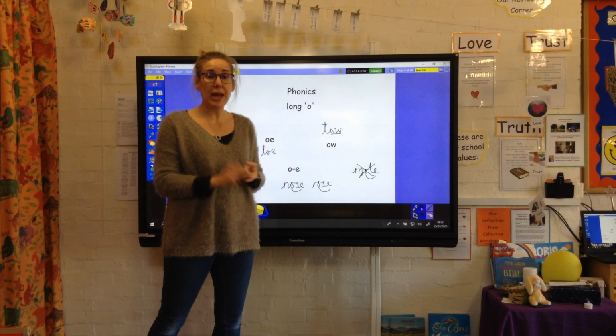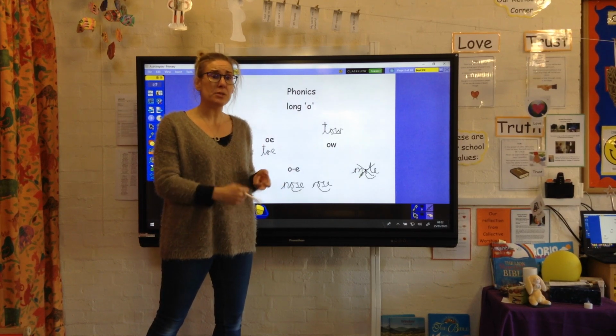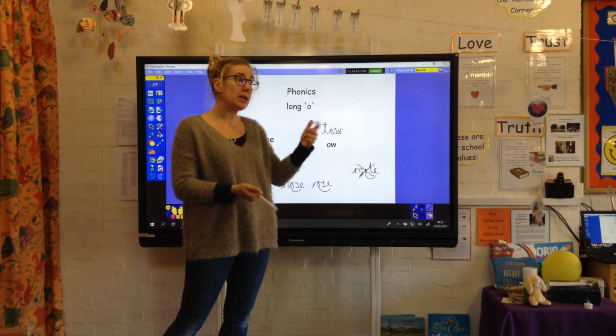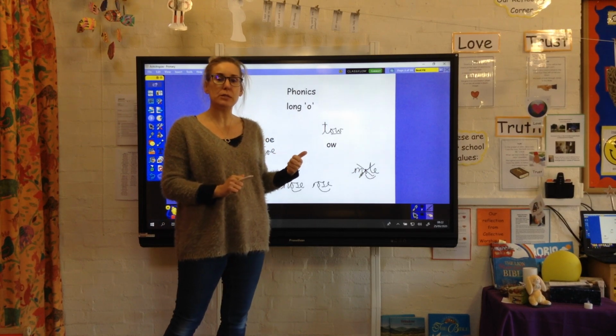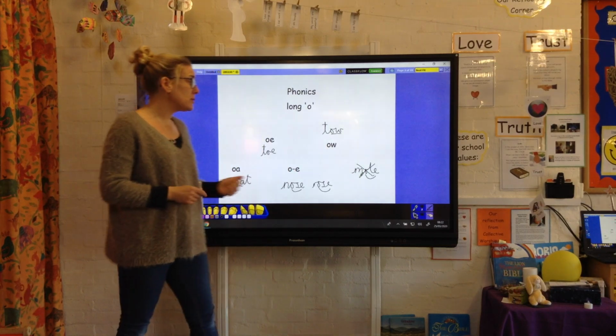And again, there are games on Phonics Play if you can access those, or you can make your own games. You could look in a reading book to see which words you can find spelt with those. It doesn't matter how you do it, but have a little go at doing some phonics, looking at those spelling patterns.